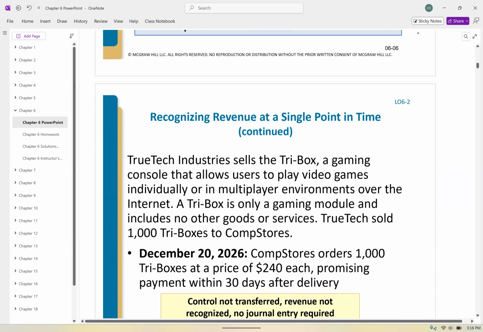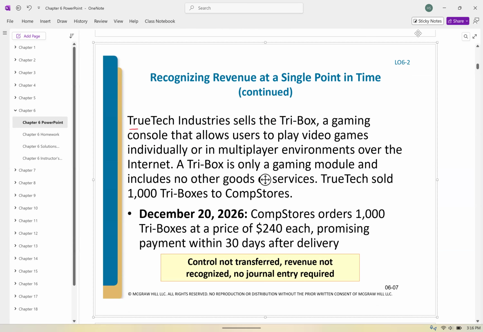So they go through this example. TrueTech Industries sells a Tribox, a gaming console that allows users to play video games individually or in multiplayer environments over the internet. The Tribox is only a gaming module and includes no other goods or services. TrueTech sold 1,000 Triboxes to Comp Stores on December the 20th, 2026. The price of each one was $240, promising payment within 30 days after the delivery.